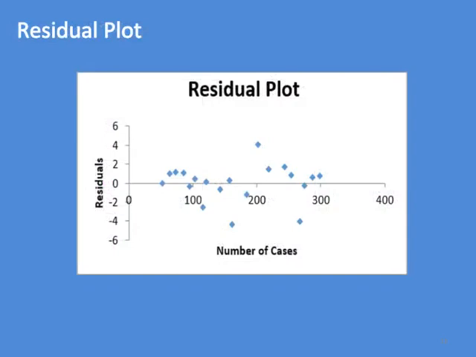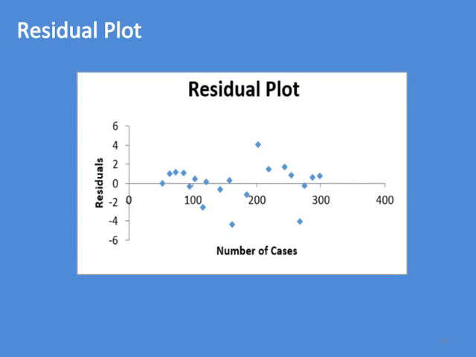The residuals are given on the y-axis and the number of cases, which is the independent variable, is on the x-axis. The residual plot shows no obvious pattern in the residuals because the errors are independent and their variances are equal, which means the residuals show homoskedasticity. Because no heteroskedasticity is found in the data, the assumptions of regression are met.